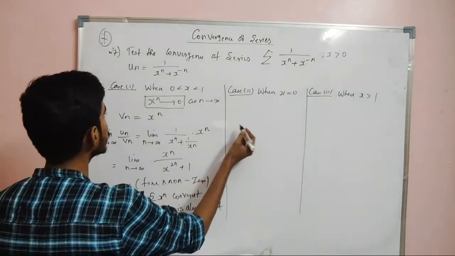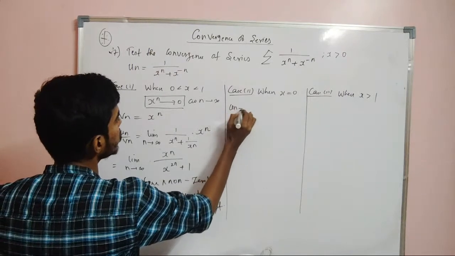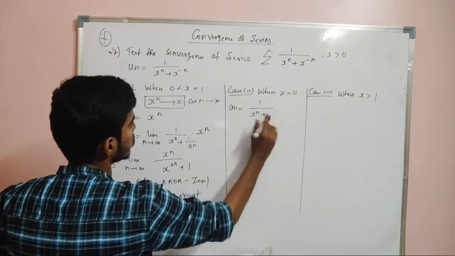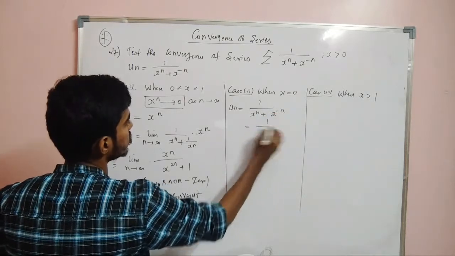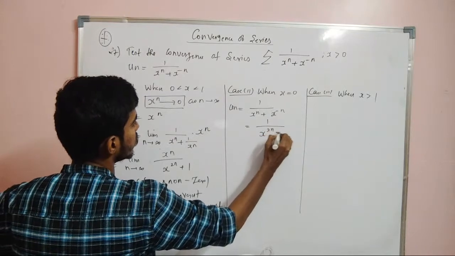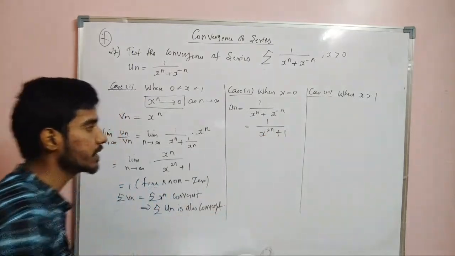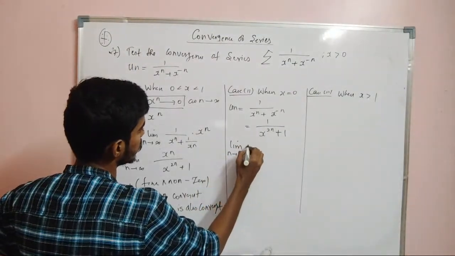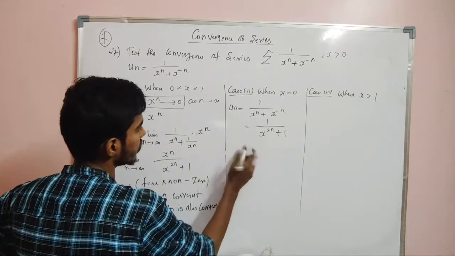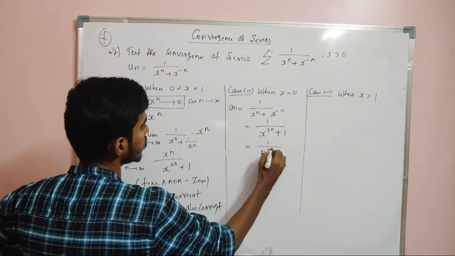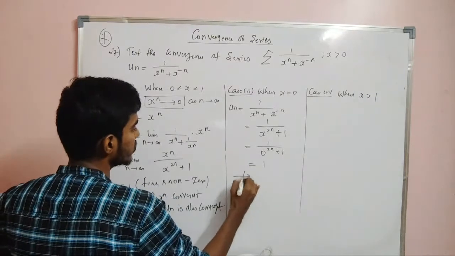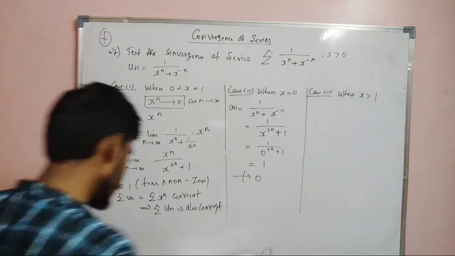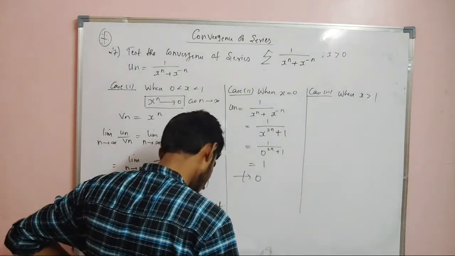So what happened when x is equal to 0? Our un is 1 by x power n plus 1 by x power minus n, which is nothing but x power 2n plus 1. When x is equal to 0, this will be 0 power 2n plus 1, which is equal to 0, which is not tending to 0. So we can straight away say that this is divergent.